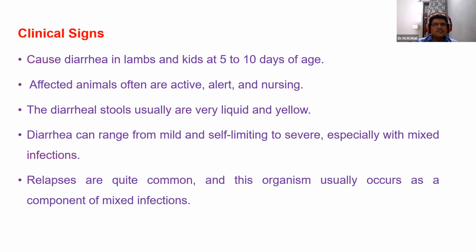The clinical sign of this Cryptosporidium diarrhea includes diarrhea in lambs and kids at the age of 5 to 10 days. Affected animals often are active, alert, and nursing, unlike the disease caused by E. coli and rotavirus. The diarrheic stool usually is very liquid and yellow. Diarrhea can range from mild and self-limiting to severe, especially with mixed infection. However, relapses are quite common, and this organism usually occurs as a component of mixed infection. So this Cryptosporidium species has been regarded as self-limiting, but the chances of relapses are quite common.